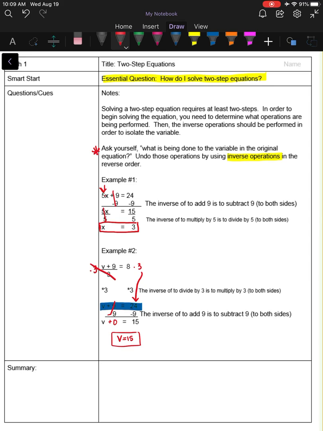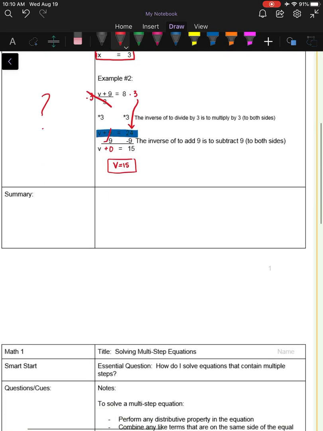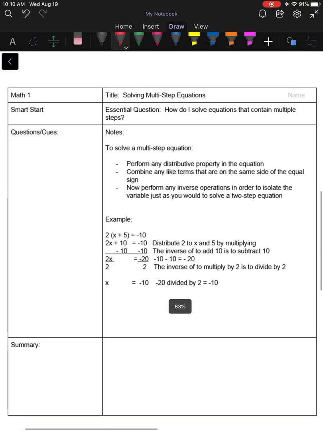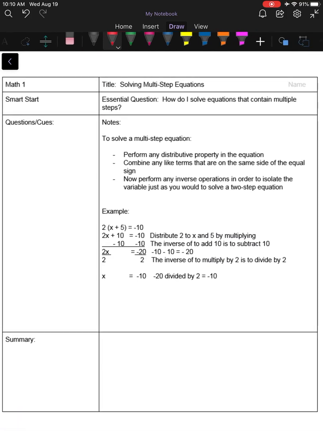Don't forget, guys, to make sure you are writing at least two questions for me here, and a good summary of the notes. So next essential question, how do I solve equations that contain multiple steps?